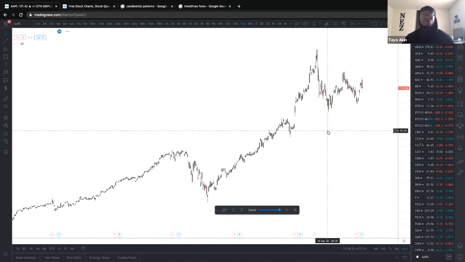All right. So looking at Apple, yeah, the candlestick pattern could help you. If you want to use that, then you can use that. Like I said, it's up to you.